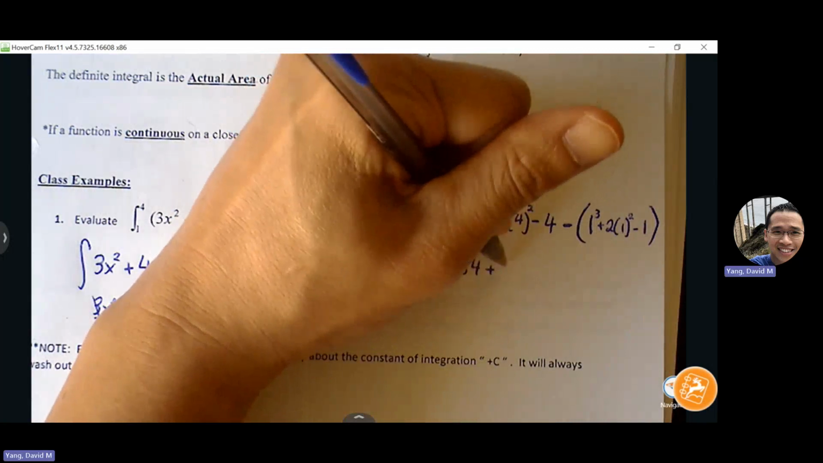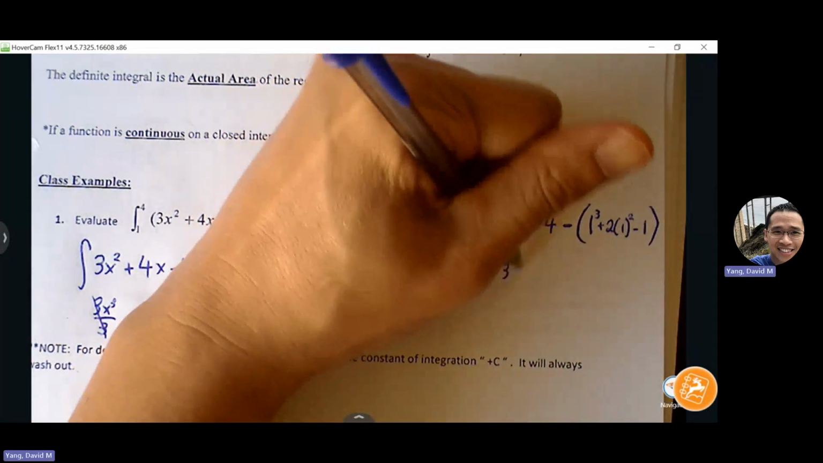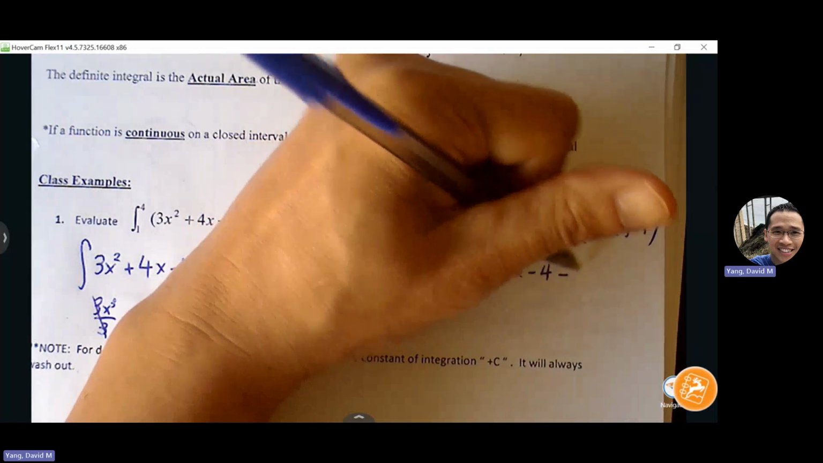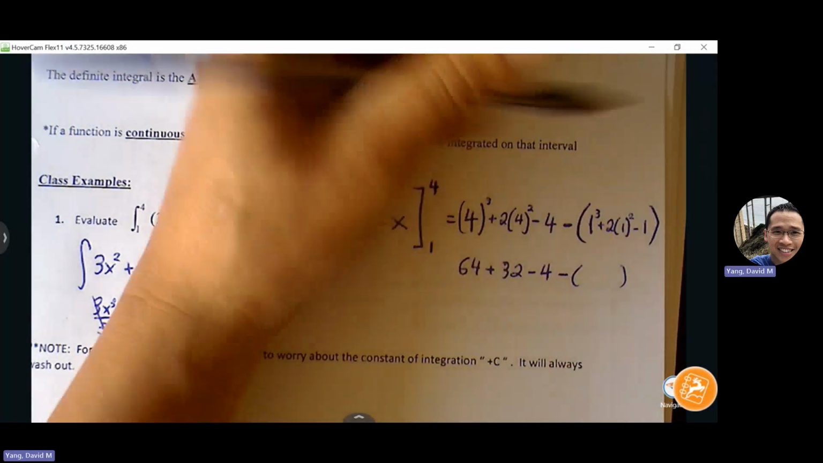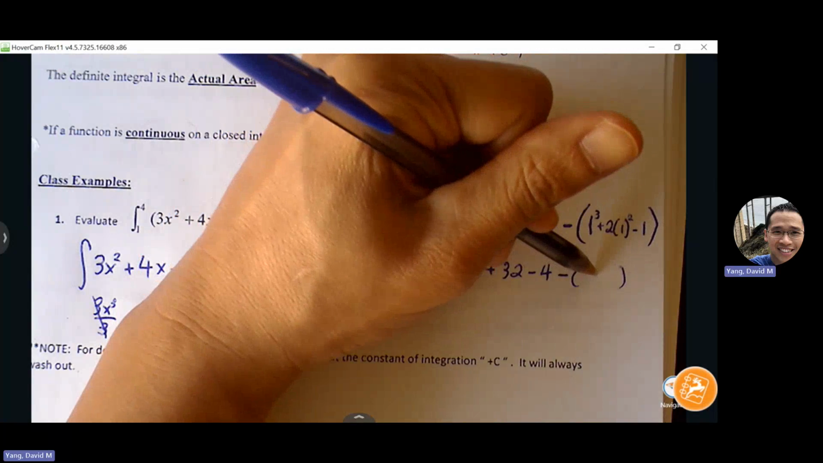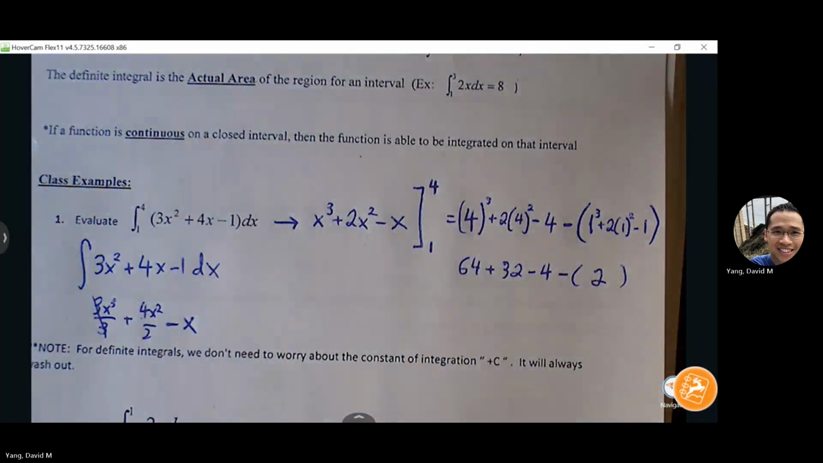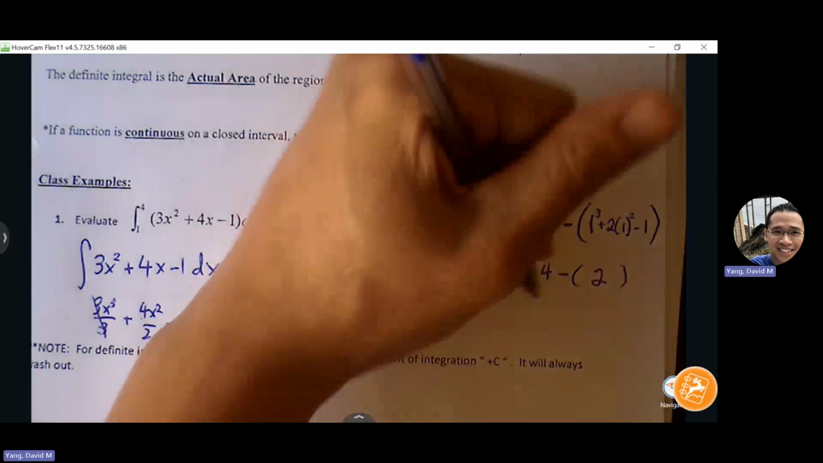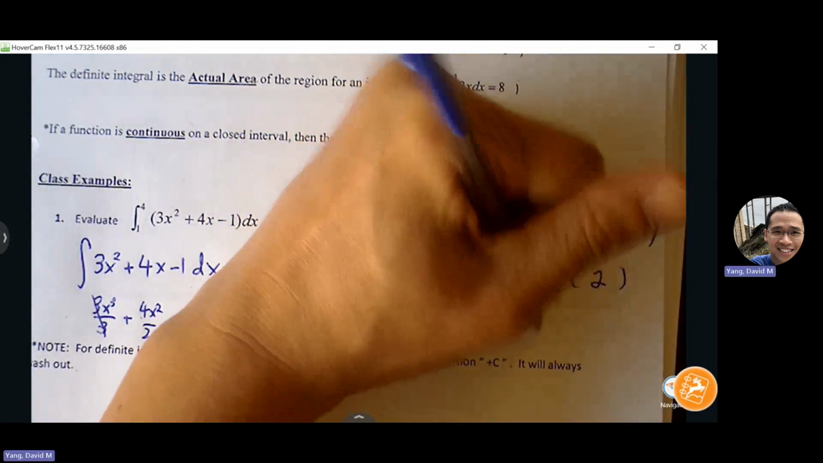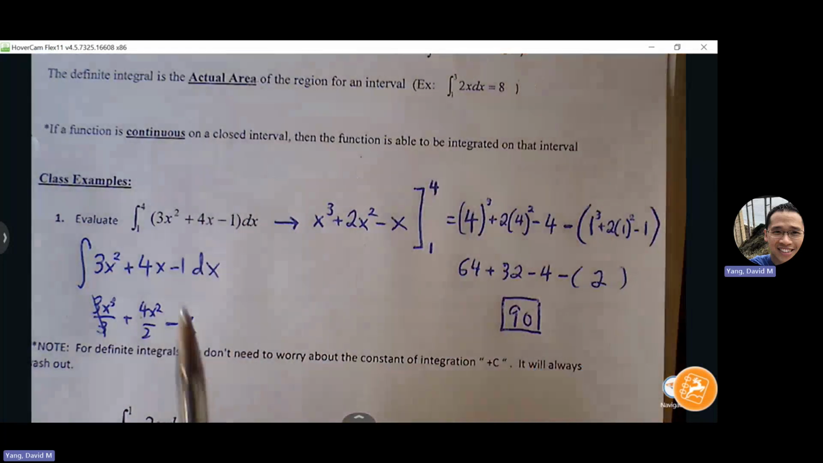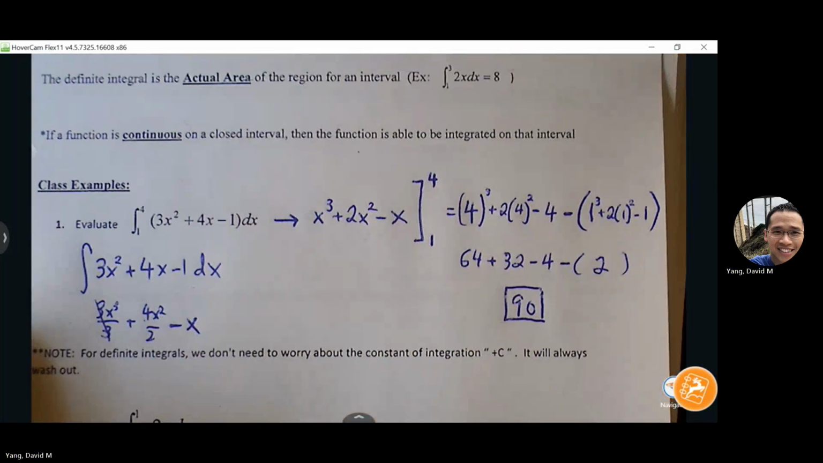$64 plus 32 minus 4 minus 1 plus 2, but minus 1 is just 2. We get 92 minus 2, which is 90. So 90 represents the area between this graph and the x-axis.